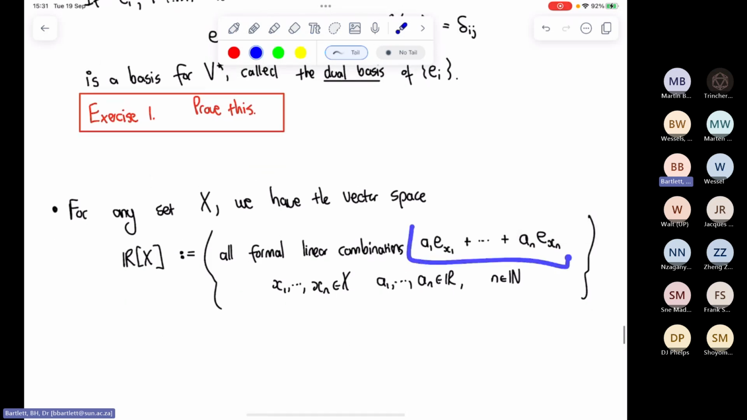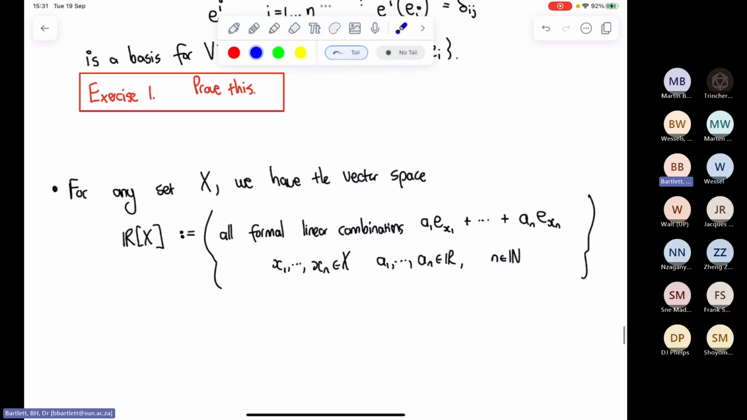The addition and operation here is just formal addition, right? Okay.